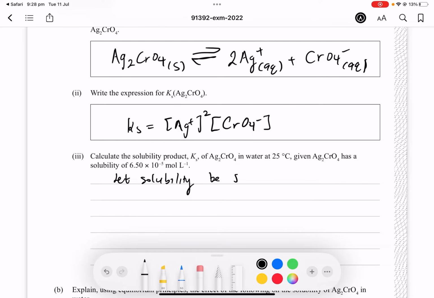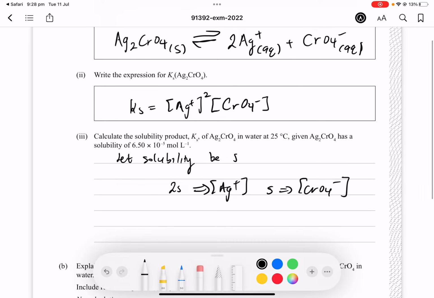So some S amount of Ag2CrO4 is going to dissociate to form our ions. Therefore, we're going to have 2 lots of S as our Ag+ ions, and 1 lot of S is going to be equal to CrO4 minus. So therefore, we can plug this into our expression for our Ks. We can say Ks is equal to 2S to the power of 2 multiplied by S, which is 4S to the power of 3.